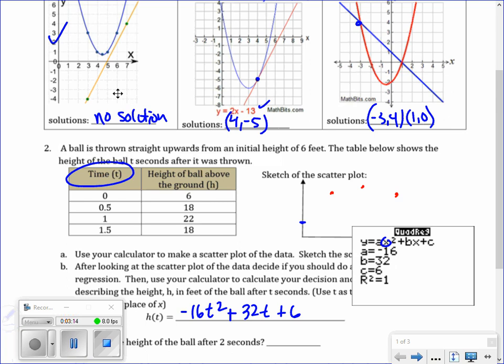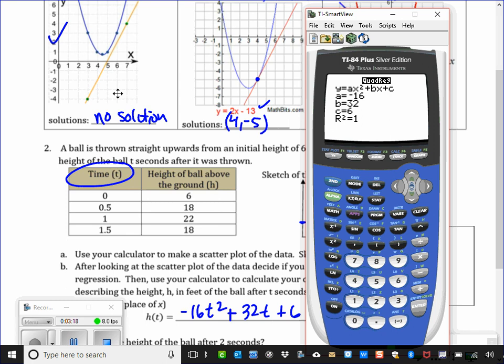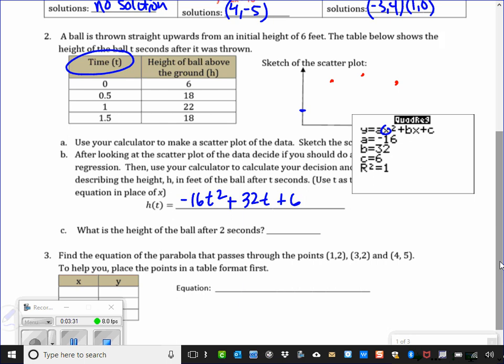And then the next question asks what's happening after 2 seconds. So I go back to my calculator. I want to do alpha trace, grab y1 because the equation's in there, and then put in 2 seconds. And it'll be at a height of 6 feet. I think it was in feet, yeah. So basically where it started.